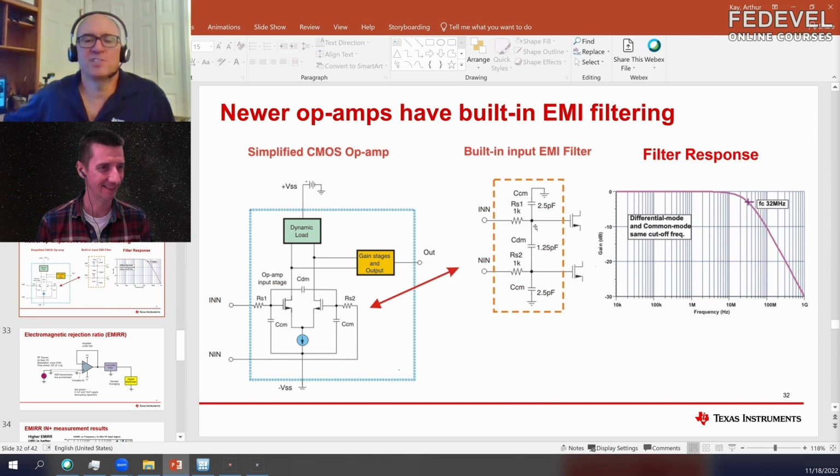So it's just a simple RC filter. There's a differential filter right here and some common mode filters. And you can see it has a fairly high bandwidth, much higher than the bandwidth of the op amp. And of course, it has to be higher than the bandwidth of the op amp. You don't want to limit that. And so the RF signal will be attenuated before it gets to the junctions.